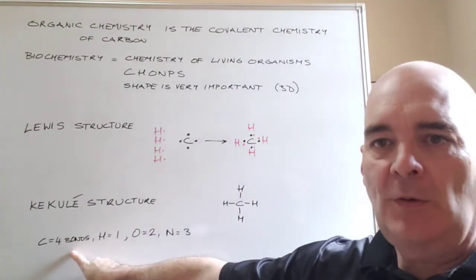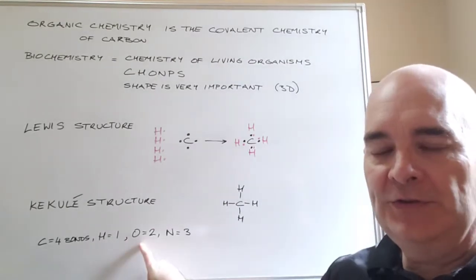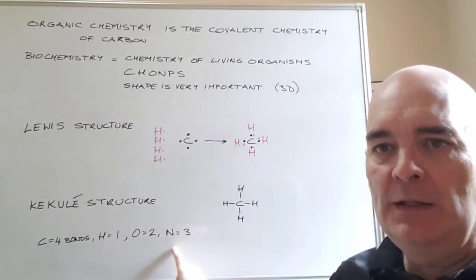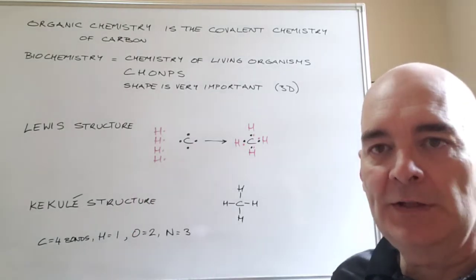Carbon is always going to have 4 bonds. Hydrogen is always going to have 1. Oxygen is always going to have 2. Nitrogen is always going to have 3. This is enough to get us started.